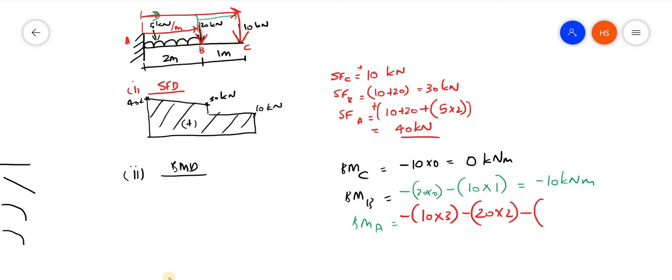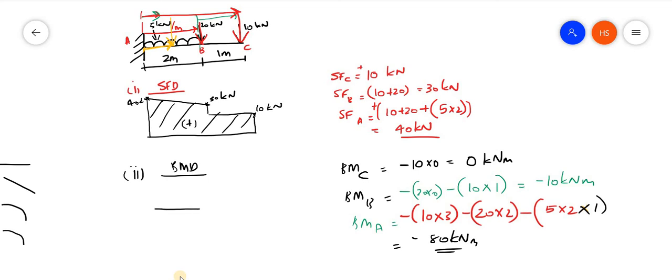Again it is not over. We have another load, that is the UDL, 5 into 2. This 5 into 2 will be acting at the center, which is the point of application of the load. Into what is the distance? The distance will be 1. So this is the total bending moment at A: 30, 40, 70, 80. That is minus 80 kilonewton meter. This is the bending moment at A.